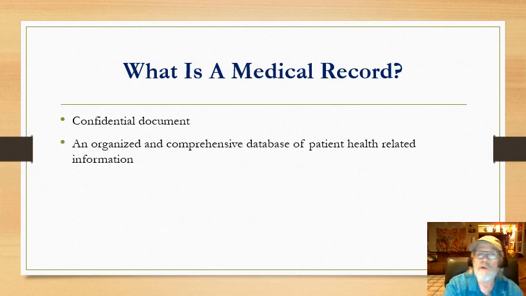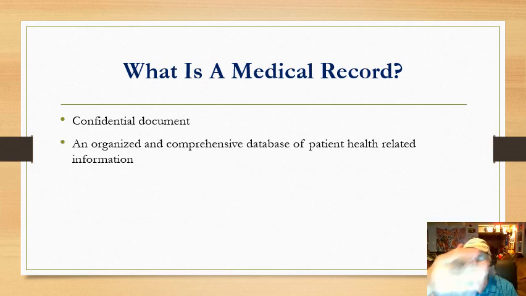Okay, it's an organized and comprehensive database of patient health-related information. When you get into a hospital and you look at that medical record, you should be able to follow it like the chapters of a book. There'll be certain sections for history and physical, progress notes, and lab results, and you're able to go through X-ray reports and all kinds of other ancillary services that are in there. It's very organized and very comprehensive. It tells all the information about that patient that you need to know, not just from now, but even from before admission.